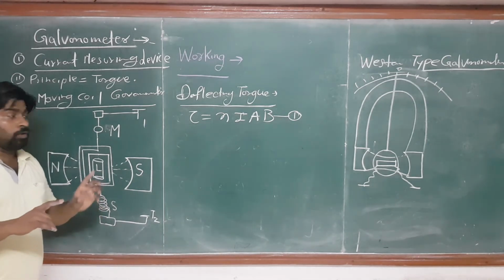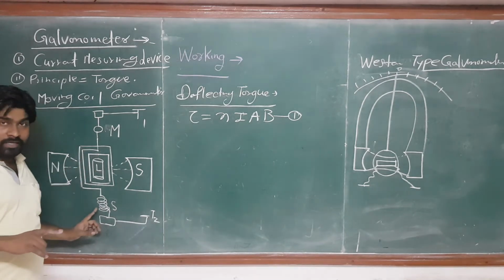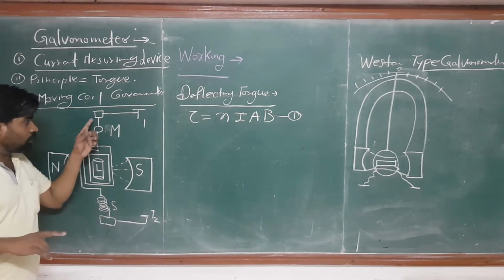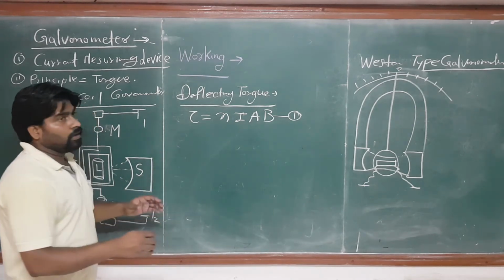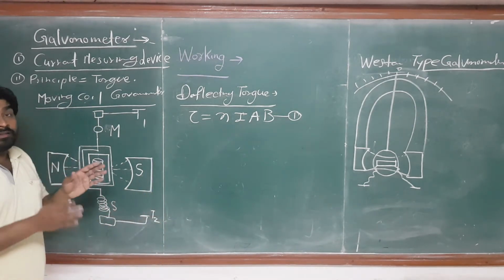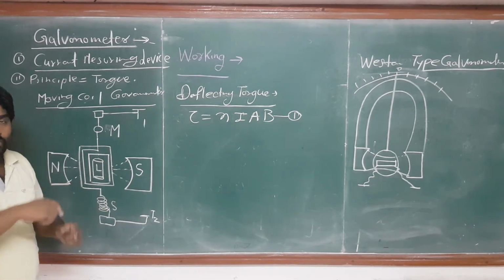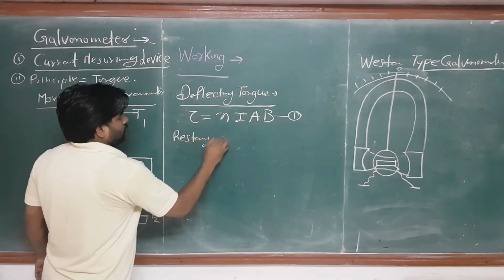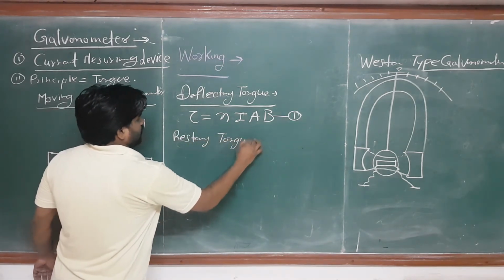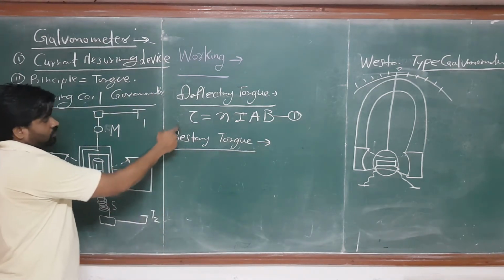So torsion starts on these two places, that means on the spring and on this bronze strip. The torsion will help to bring the coil back to its initial position. That's called the restoring torque, and the restoring torque has equal and opposite value and nature to the torque.